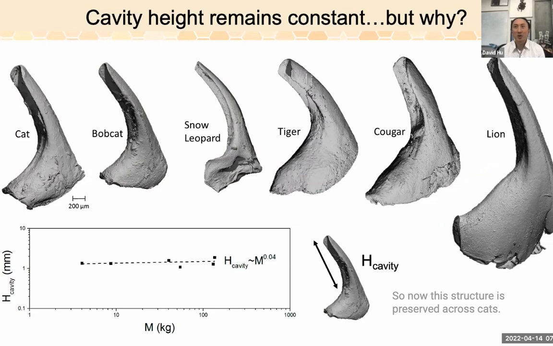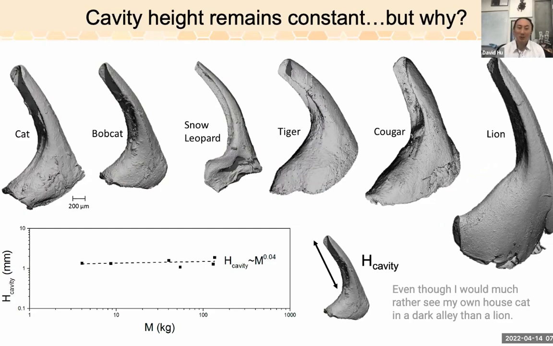Somehow this structure is preserved across cats, even though I would much rather see my own house cat in a dark alley than a lion. If you're licked by each of those animals, the pain level is probably going to be pretty comparable, because the length of that lion papilla, that region, is the same as a house cat. These are all the papillas from all these different animals at the same scale.